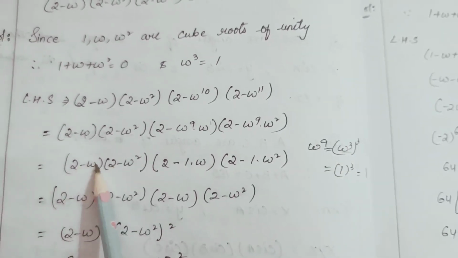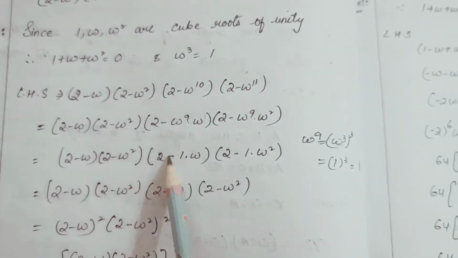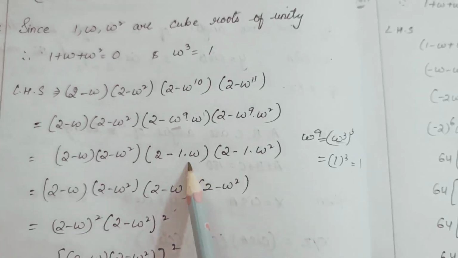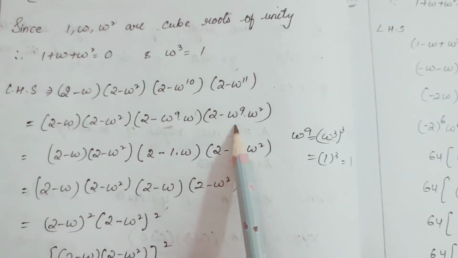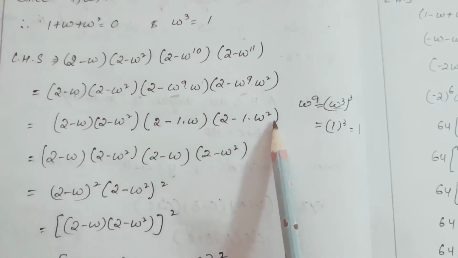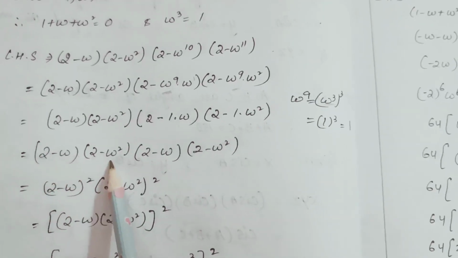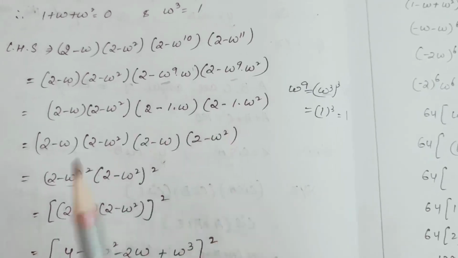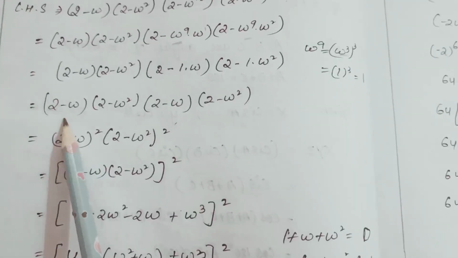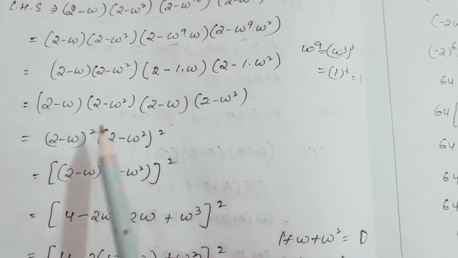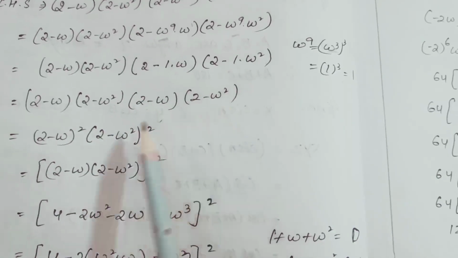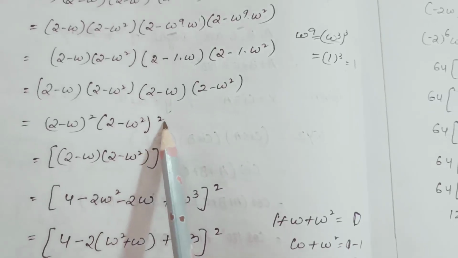2 minus omega, 2 minus omega square, same. 2 minus, omega power 9 is nothing but 1, so 1 into omega. 2 minus omega power 9 is 1, 1 into omega square. 2 minus omega into 1 is omega, omega square into 1 is omega square. Now 2 minus omega 2 times, so 2 minus omega whole square. 2 minus omega square, 2 minus omega square, so we can write 2 minus omega square whole square.